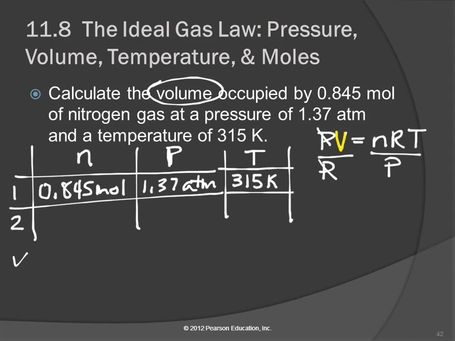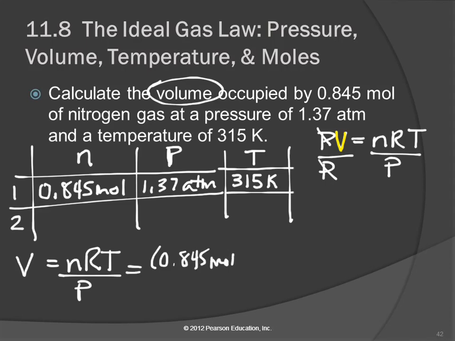Volume equals nRT over P. Is it spring break yet? So what's n? n is 0.845 moles. What's R? That's that constant. It's always the same. So look it up. You might accidentally memorize it by using it so much, but it couldn't hurt to write that on your 3x5 card for the exam.